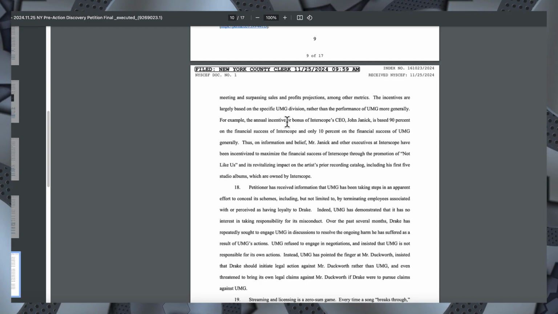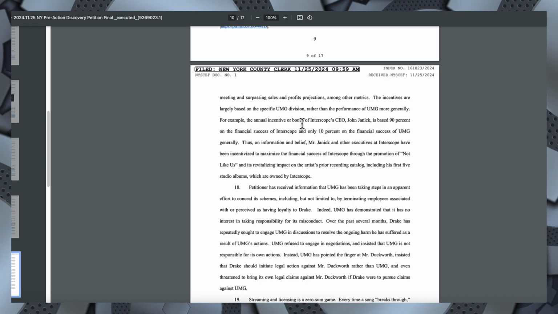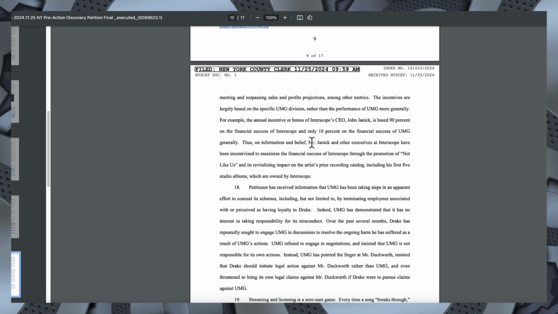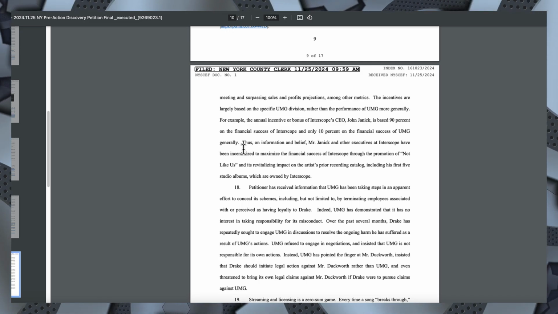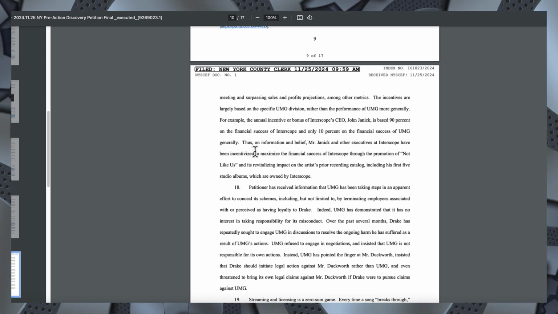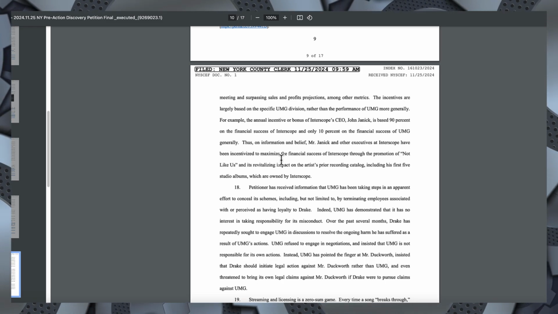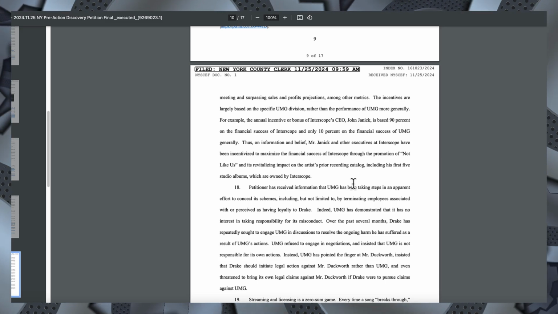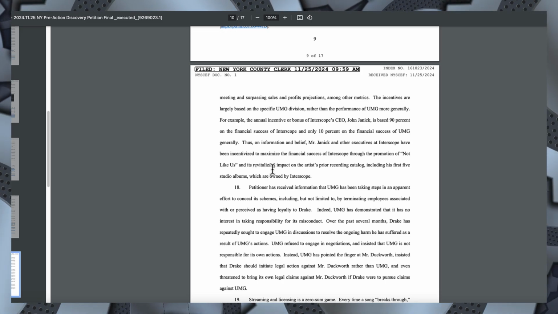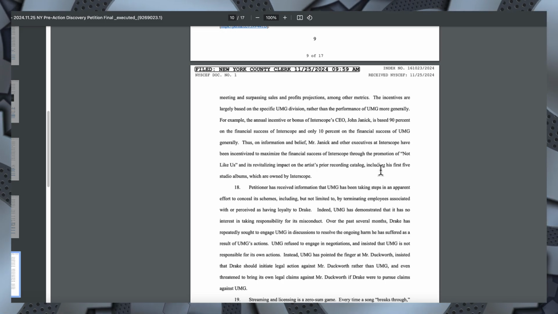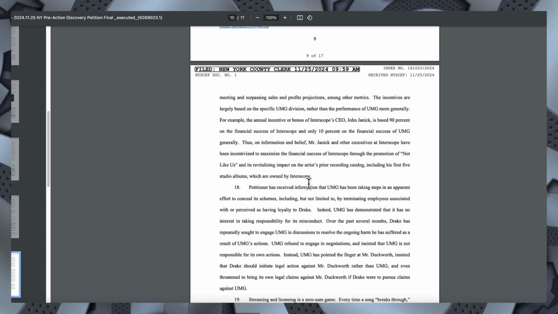For example, the annual incentive bonus of Interscope CEO John Janik is based 90% on the financial success of Interscope and only 10% on the financial success of UMG generally. Thus, on information and belief, Mr. Janik and other executives at Interscope have been incentivized to maximize the financial success of Interscope through the promotion of Not Like Us and its revitalizing impact on the artist's prior recording catalog, including his first 5 studio albums, which are owned by Interscope.